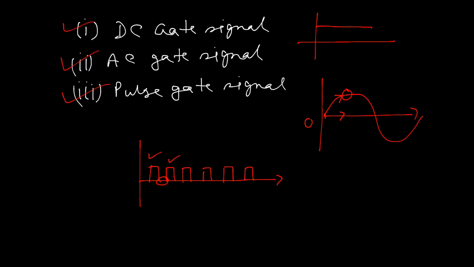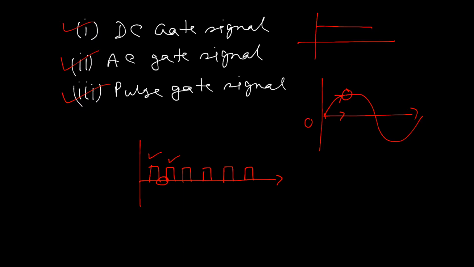So that is why, in any converter circuit, if we need the required amount of controlled or regulated output voltage and current, then the pulse train is applied to the gate terminal. So this is all about the nature of the gate signal which has to be given to the gate.